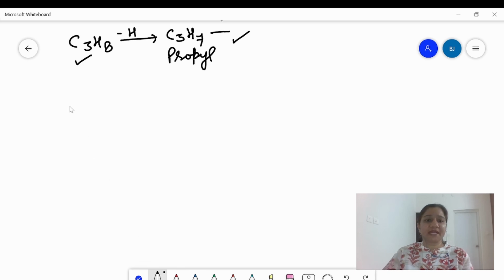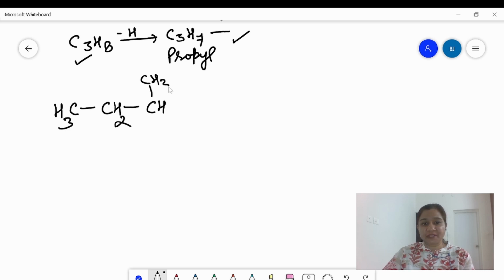So I have taken one example here. Suppose I am asking you, write the IUPAC name of this compound. CH3, CH2, CH. Here we have a CH3 group attached to this. Then again CH3. How will you name this compound?